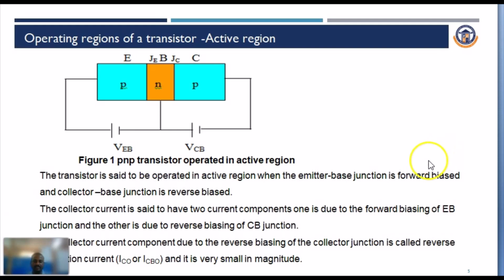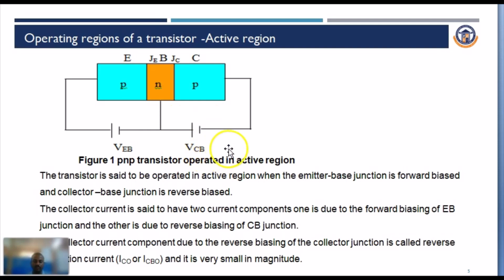For the active region, the condition is that the base and emitter must be in forward bias, whereas the collector and base would be in reverse bias. If the polarity is connected in that manner, then we can say that the transistor is operated in the active region. For that, the collector current is said to have two components: one due to forward biasing of the emitter-base junction, and another due to reverse biasing of the collector-base junction.